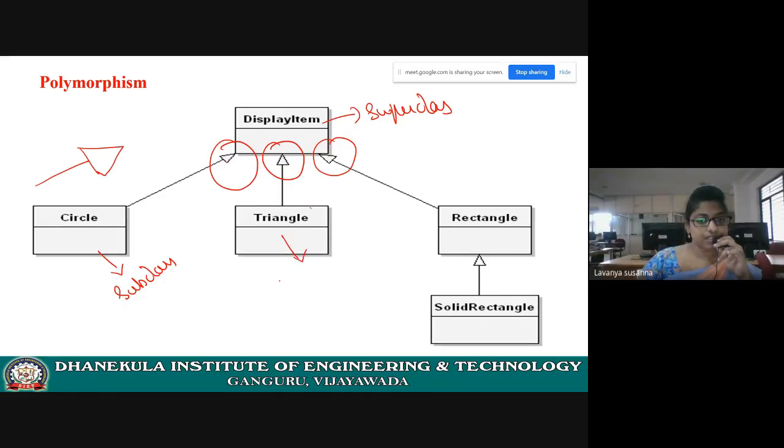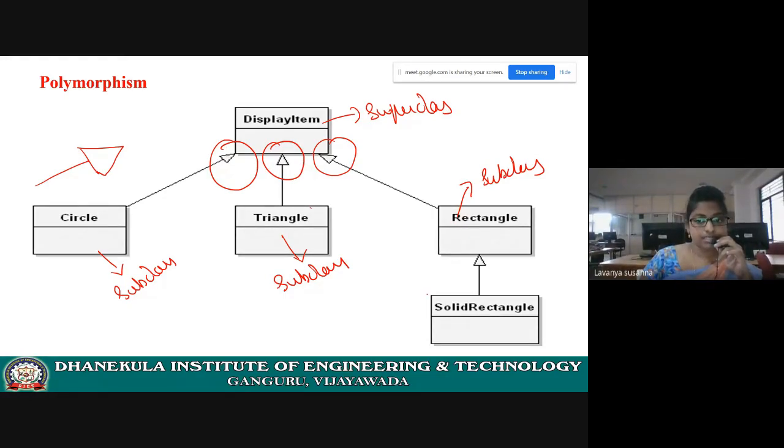While explaining this diagram, first you need to draw this diagram. From an examination point of view, I am explaining each and everything. Triangle is a subclass which acquires all the properties of display item. You need to write like this. And here triangle is a subclass. Rectangle class inherits all the properties and behavior of the display item.